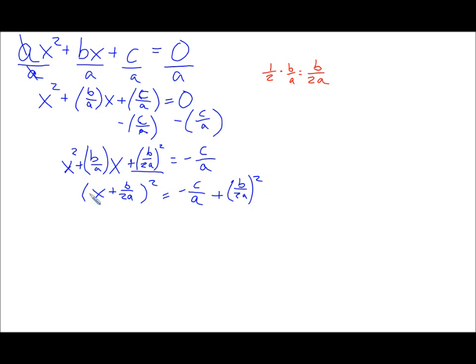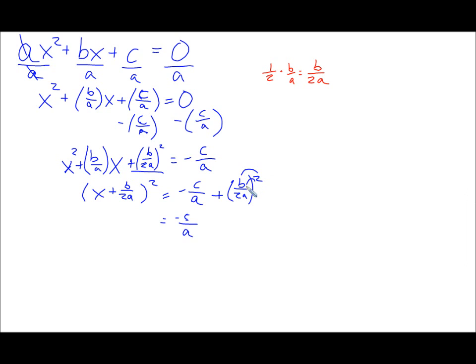Now, how do I know that this was the right strategy to use so far? Well, because if I have x plus some number and it's being squared, all I have to do is take the square root of all this. If I take the square root, I can solve for x pretty easily. Let's focus mostly on the right-hand side for now. Let's keep this as negative c over a. Let's simplify this using properties of exponents. So this squared gets applied here.